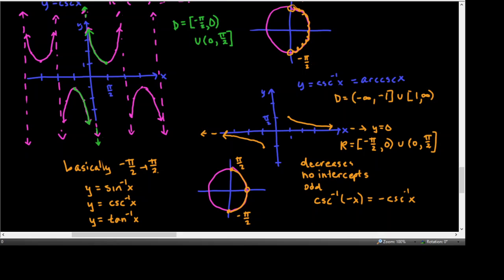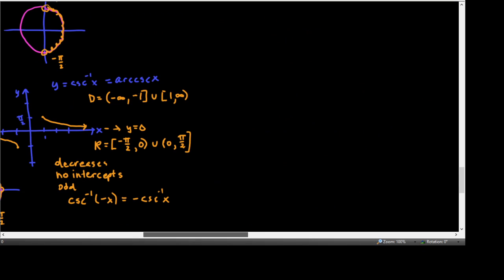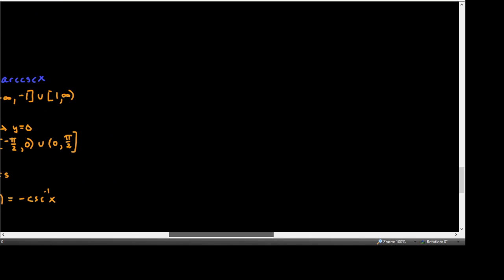So cosecant inverse leaves out 0, and tangent inverse leaves out negative pi over 2 and pi over 2, and sine inverse uses everything. So I wanted you to see how those kind of go together. All right, so let's move on to secant inverse.